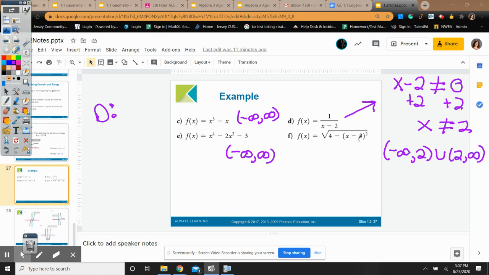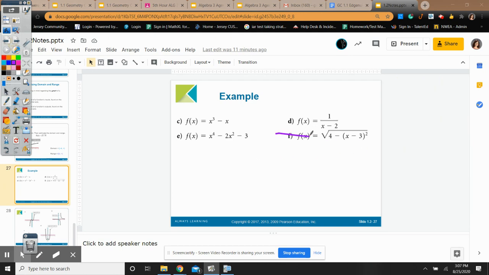Okay, and then this last one here. This one is hard, actually. I don't even want to do it. I'm not going to do that. Skip that one. I don't want to confuse you at the very end.